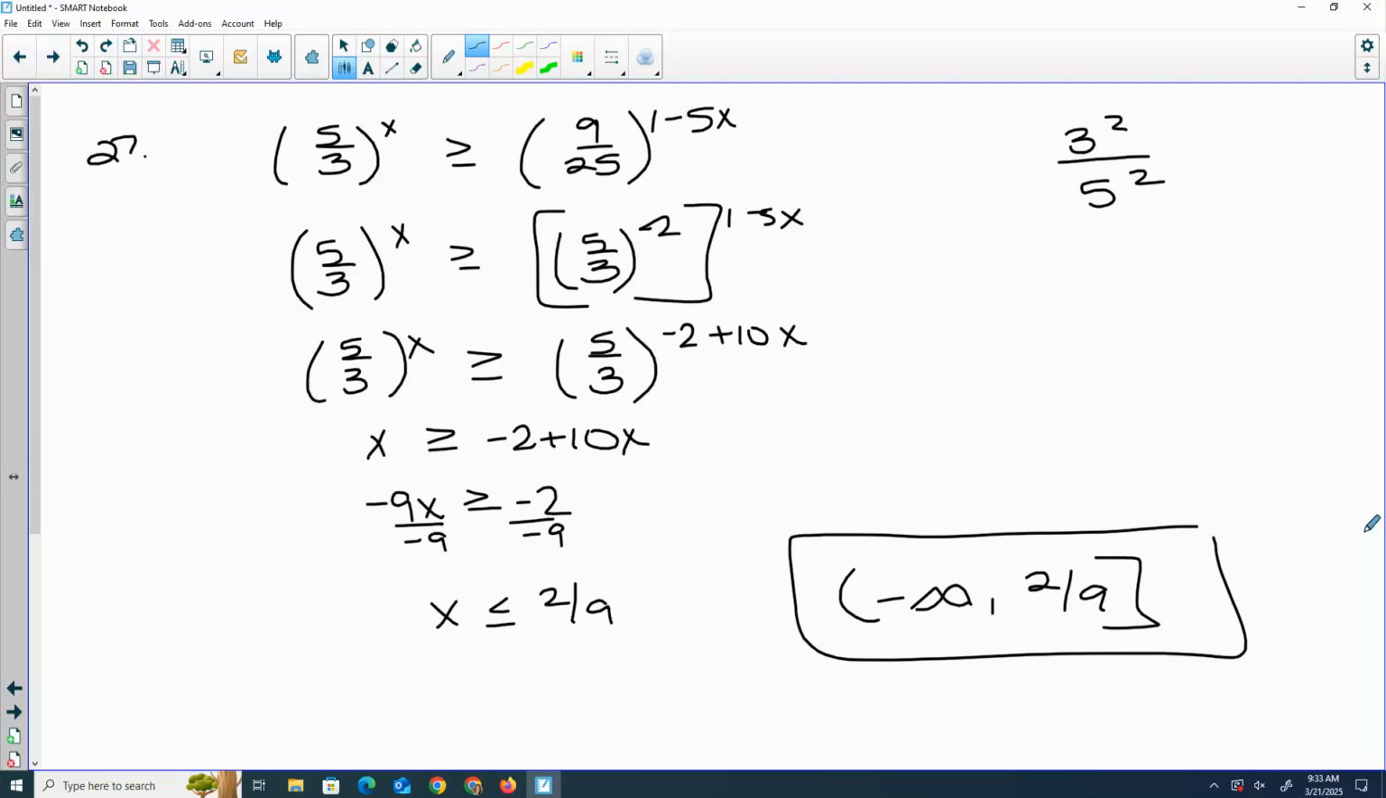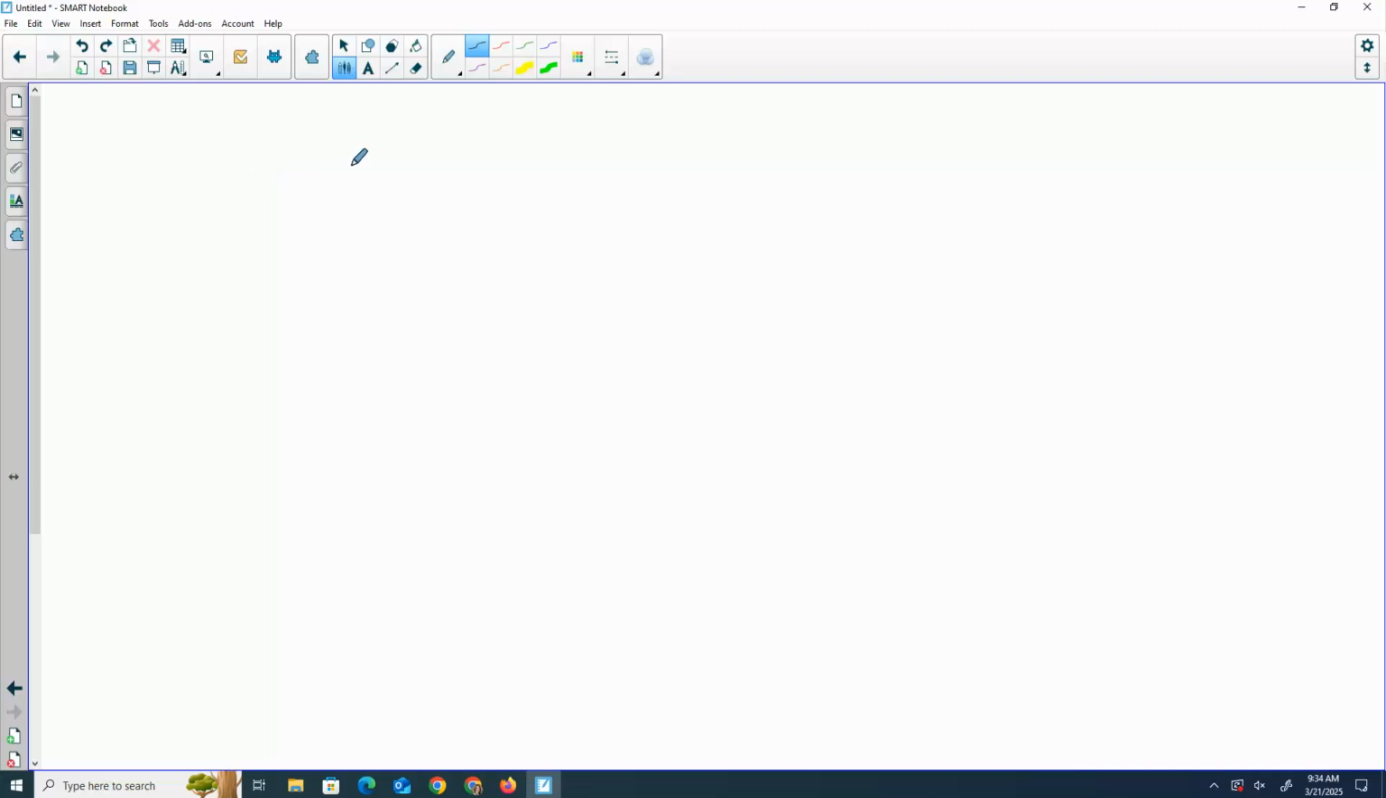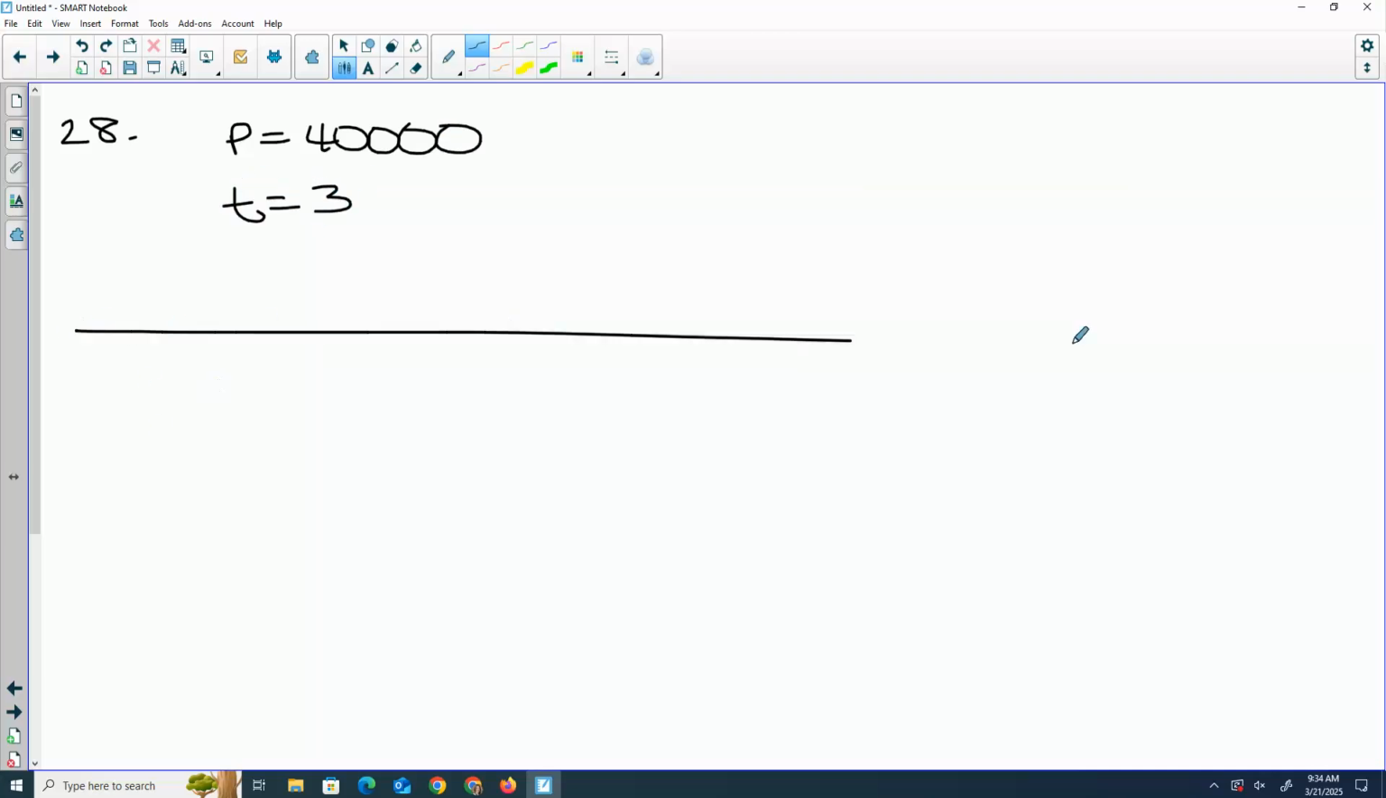Are there any other questions about the exponential equations or inequalities? Last thing was interest. On problem 28, you can't just tell me a plan. You have to have work to justify it. So we know that we have $40,000 to invest. What is that $40,000? For 3 years, so that is my time. Then I have 2 different plans.